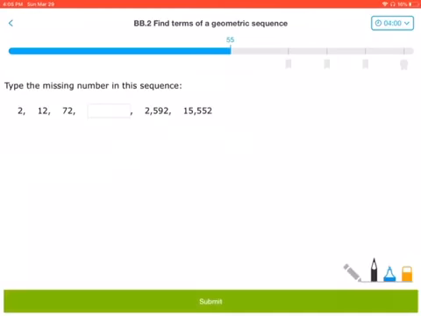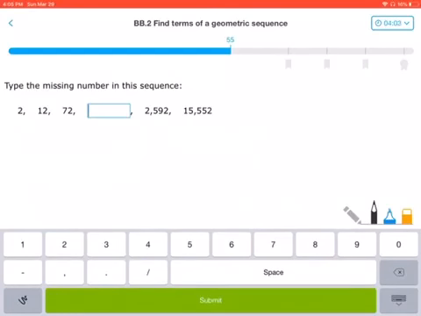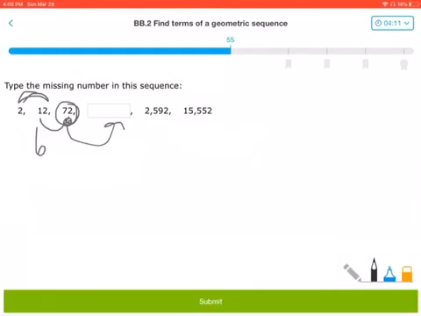Okay. We're still getting bigger. 12 divided by 2 is 6. So the common ratio here is 6. I need to multiply 72 by 6 to give me that. So you can type it in your calculator or do it on the side. So it'd be 432.